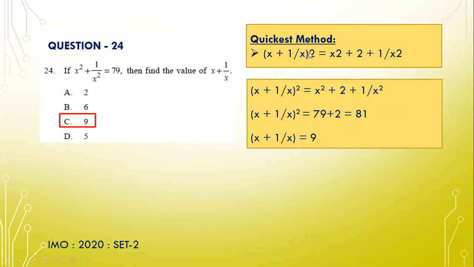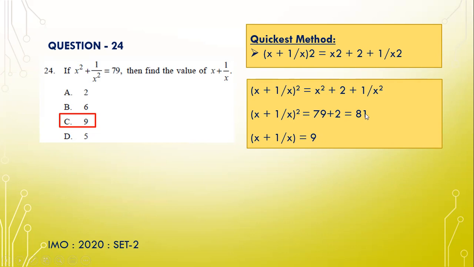So a plus b whole square is a squared plus 2ab plus b squared. And here in ab, x and 1 upon x will get cancelled. The only thing that will remain is 2. So x plus 1 upon x whole square is x squared plus 2 plus 1 upon x squared. What is x squared plus 1 upon x squared? It is 79. So 79 plus 2 is 81. So x plus 1 upon x whole square is 81.